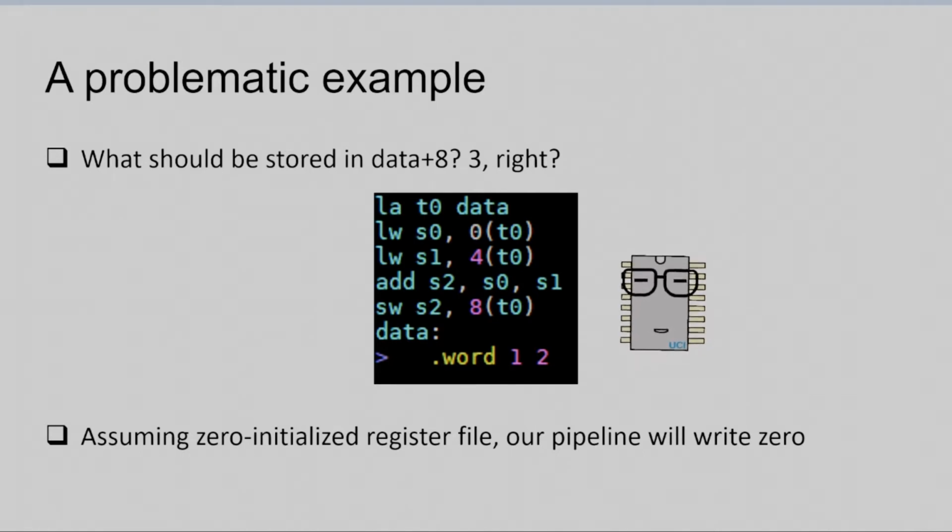But we said that, assuming that the register file is initialized to 0 at the beginning of time, after this execution with the pipeline that we designed in the last lecture, what would actually be written would be 0. The reason for this is hazard, which is what we're going to be talking about in today's lecture.